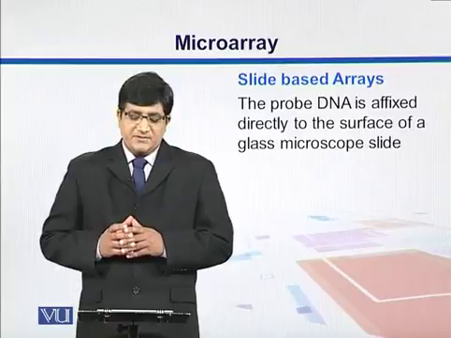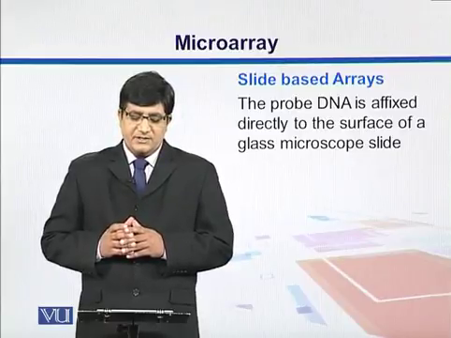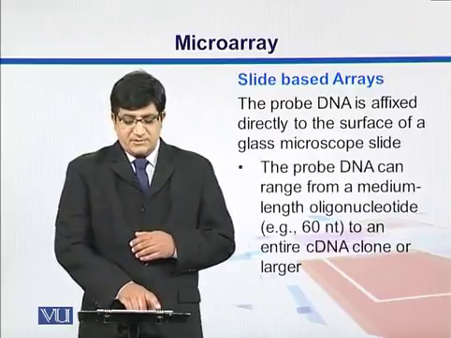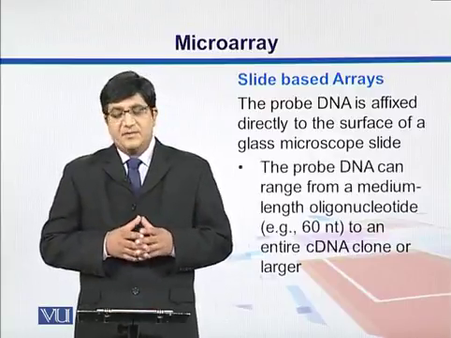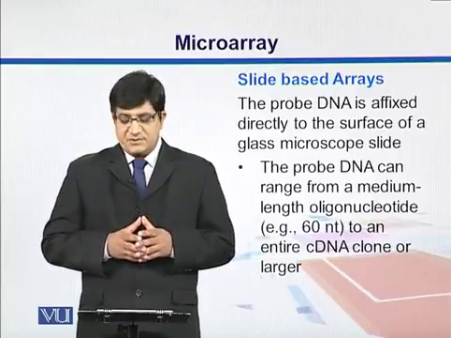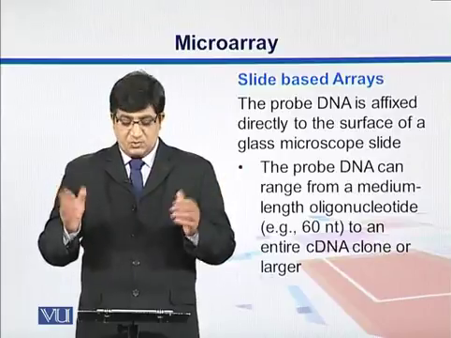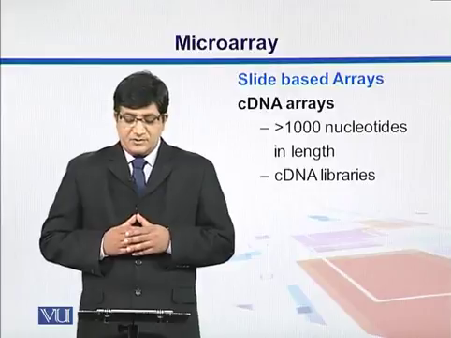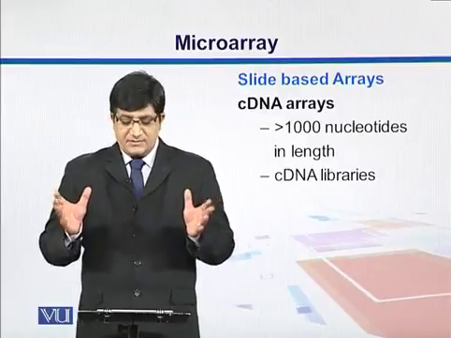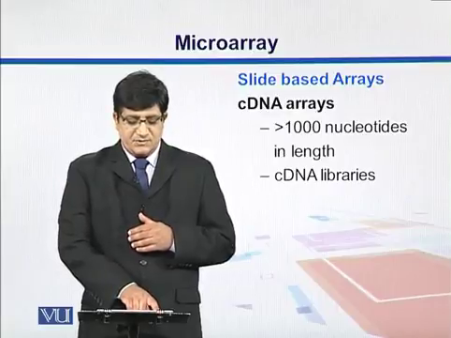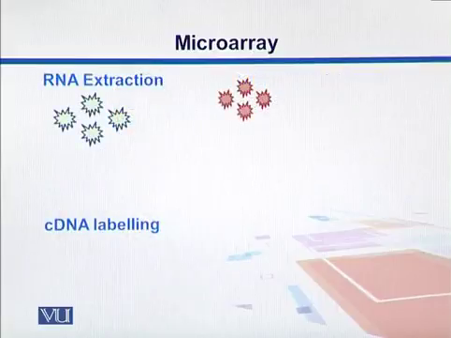Then came the slide-based arrays. The probe DNA is affixed directly onto the surface of a glass slide, and the probe can range from medium-length oligos, up to 60 nucleotides, to an entire cDNA clone or larger. You might have over 1000 nucleotides in length in these cDNA arrays, and you can also use cDNA libraries. In general, this microarray can be divided into two basic steps.